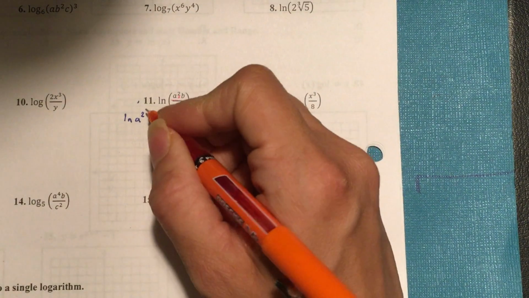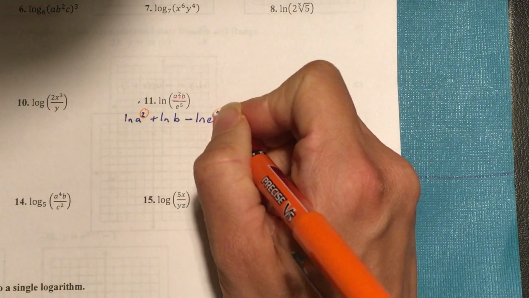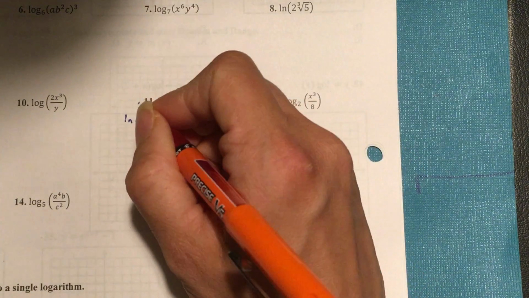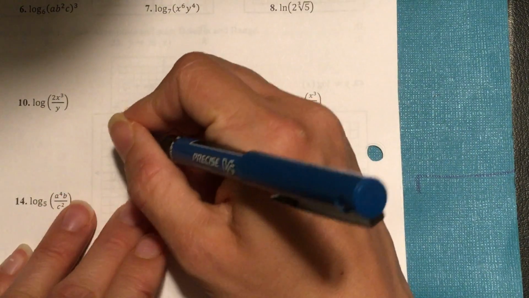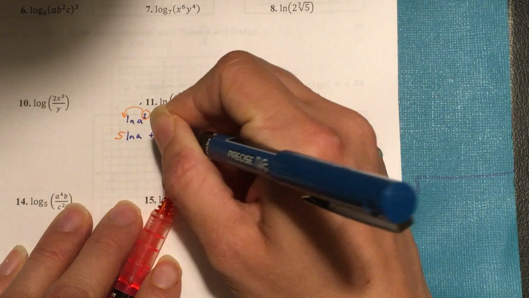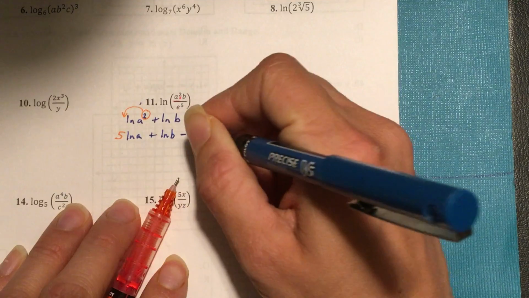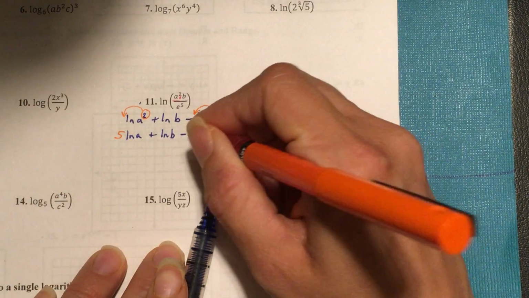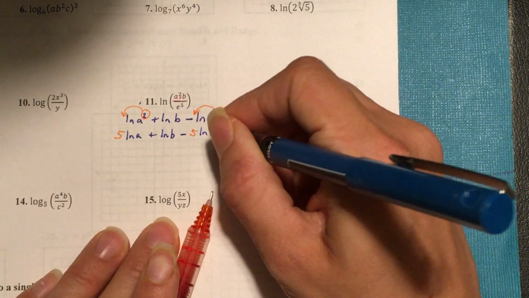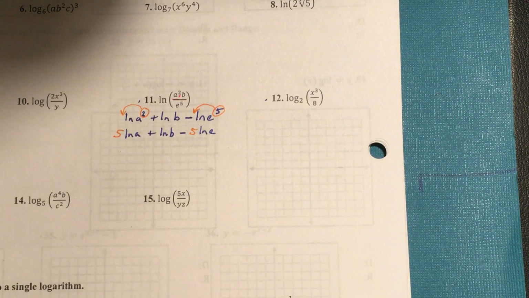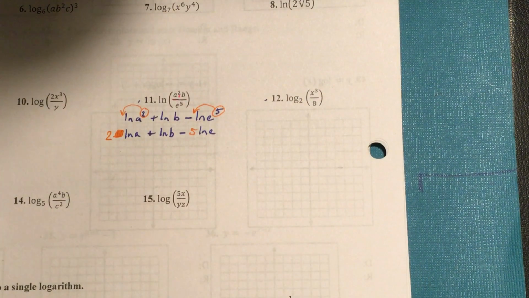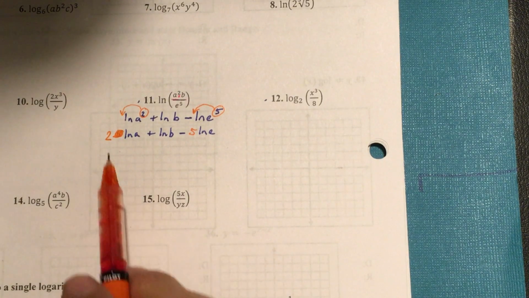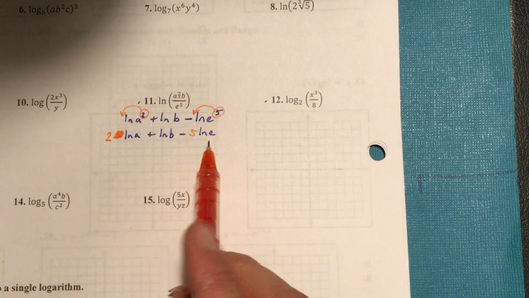So our next step is going to be moving those exponents out in front as coefficients. So then I get 5 natural log of a plus natural log of b minus 5 natural log of e. Now this is what a lot of people who are asking me, I just noticed I made a mistake there. That should be a 2, not a 5. Pardon me there.